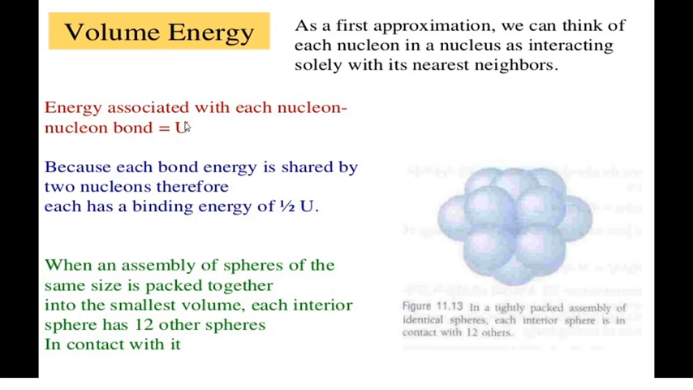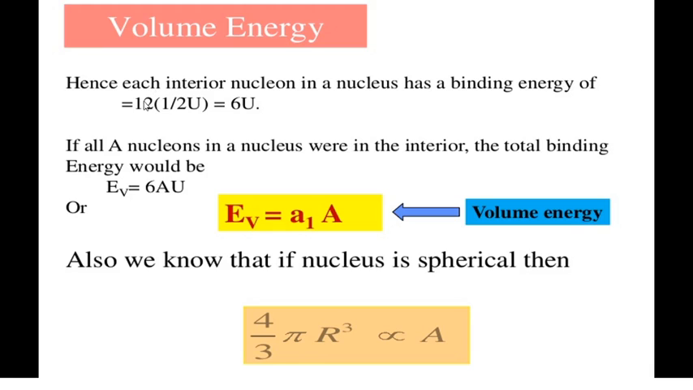So we have the bond energy U, and each nucleon is having a bond energy U by 2, and this U by 2 is shared among 12 other neighbors, isn't it? So you have to calculate it as 12 into 1 by 2 U, which is equal to 6U. That means each interior nucleon in a nucleus has a binding energy of 12 into half U, that is 6U. And in general, a nucleus consists of a mass number, that is the total number of nucleons inside the nucleus, A. So generally the total binding energy will be 6 into A into U, 6AU.